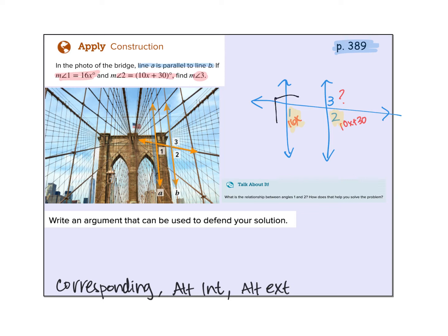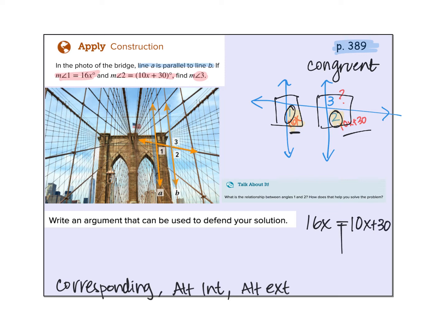Another way to think of it is if I drew a box here and I drew a box here, that one's here, that one's in the same spot in the box. So they're corresponding, so they're equal or congruent. So basically, I'm going to just write an equation that says they're equal. I'm going to say that this one, angle 1, 16x, is equal to this angle 2, 10x plus 30.